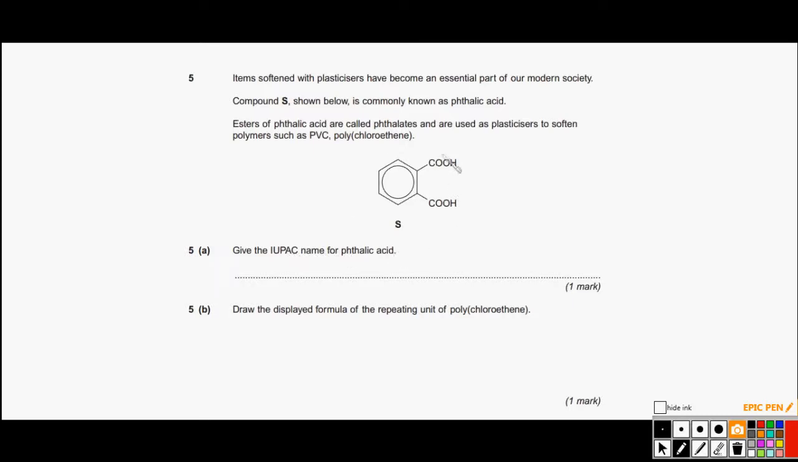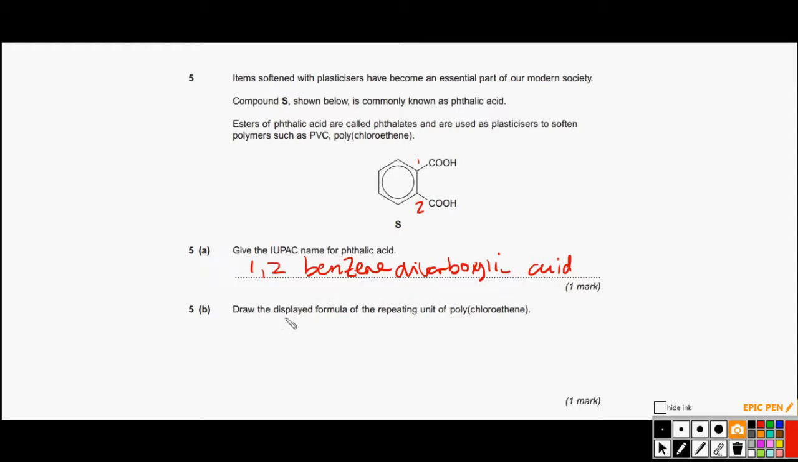So here's our phthalic acid. We have two carboxyl groups on the first and the second carbon on our benzene, so it has to be 1,2-benzenedicarboxylic acid. And you can't write dioic, because whenever you have a benzene it's always going to be dicarboxylic for some reason. It just doesn't have the mark scheme. So 1,2-benzenedicarboxylic acid.